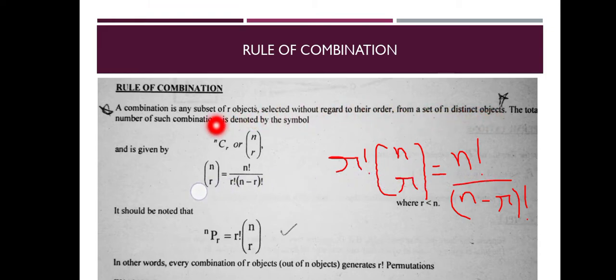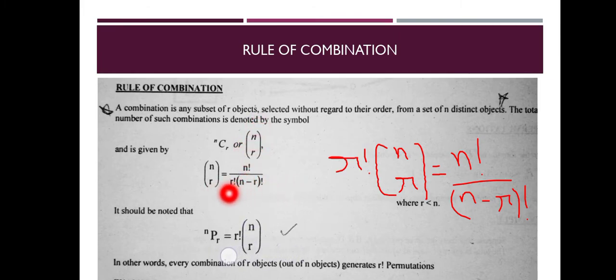The total number of such combinations is denoted by the symbol nCr, and the formula for the combinations nCr is equal to n factorial divided by r factorial multiplied by n minus r factorial. The combinations can be written as nCr and C(n, r) in this form as well.